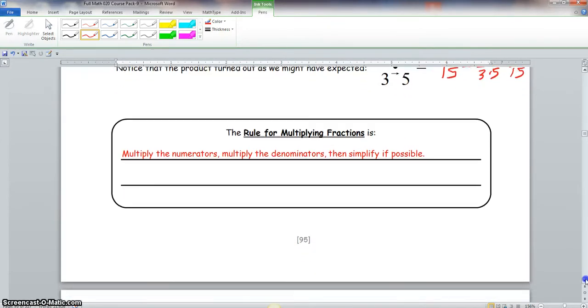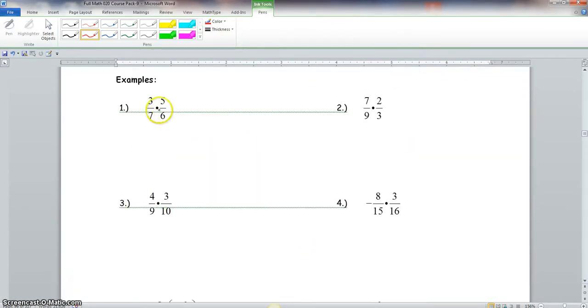Now, we go on to our next page. And we start here with our first example. So we multiply across: 3 times 5 is 15, and 7 times 6 is 42. Now we've already done the prime factorization of 15 before, which is 3 times 5. And we've done the prime factorization of 42 before, which is 2 times 3 times 7. Now we can simplify. These 3's will simplify out, and you will be left with 5 over 14.